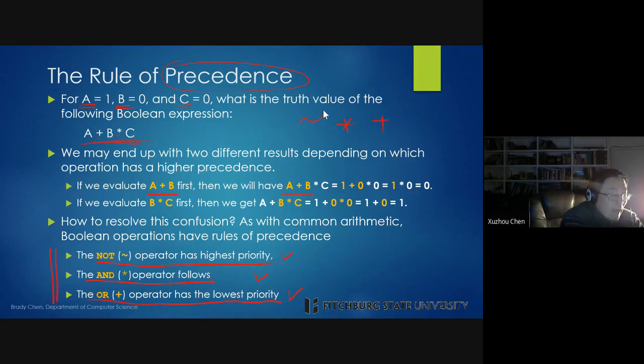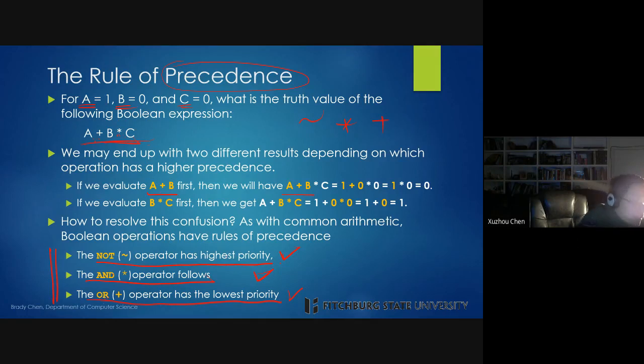Now, these operations, AND, OR, and negation, they have a certain precedence, just like the arithmetic operations like addition, subtraction, multiplication. There's a rule of precedence. So if you have a couple of operations in the same expression, then you need to figure out which operation is going to be performed first. Okay. Now, in this case, the precedence for these 3 operations is the not operator has the highest priority, and the AND operator has the second highest priority, and the OR operator has the lowest priority.